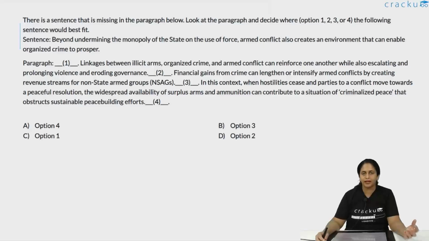In this particular para insertion question, we are given the following statement: beyond undermining the monopoly of the state on the use of force, armed conflict also creates an environment that can enable organized crime to prosper. So let's take a look at the paragraph first.